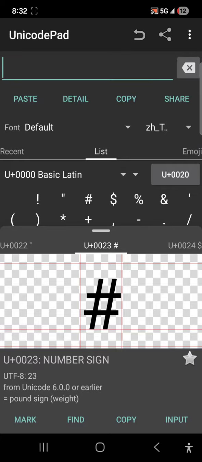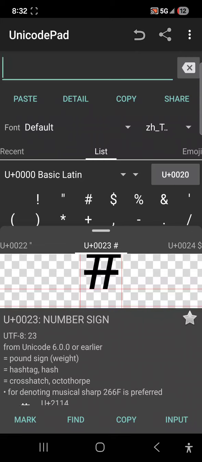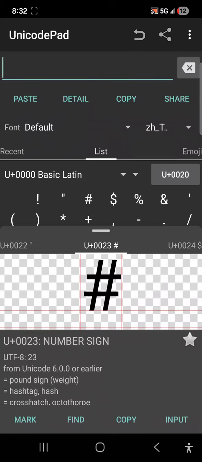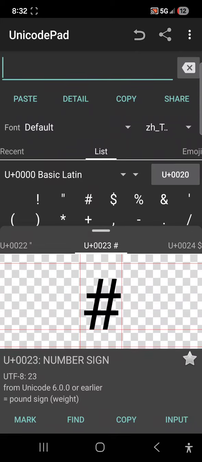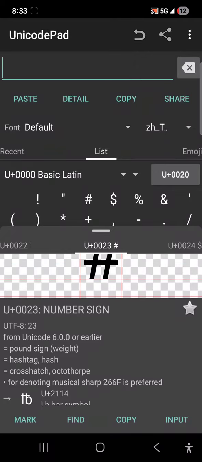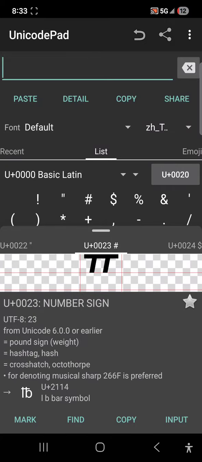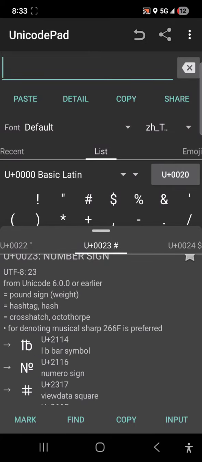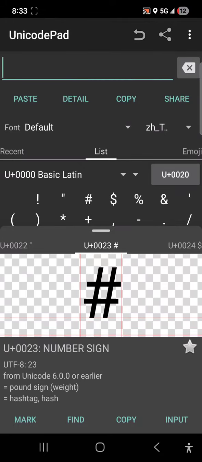This is the number sign, also called the pound sign, and called a hashtag, which I would call it. Also hash, also known as a crosshatch or octothorpe. It also can be a replacement for using a sharp in music.